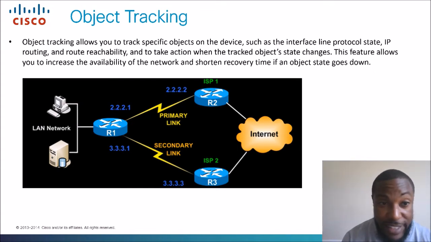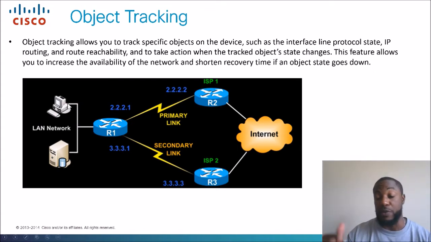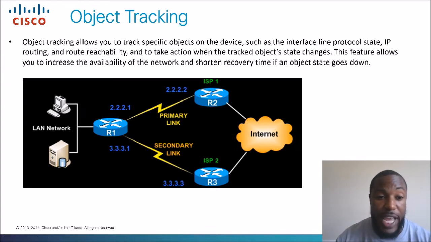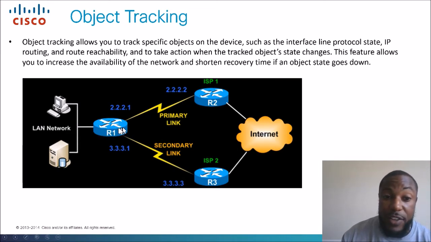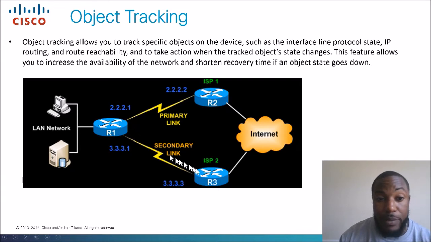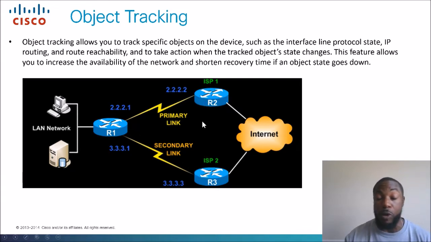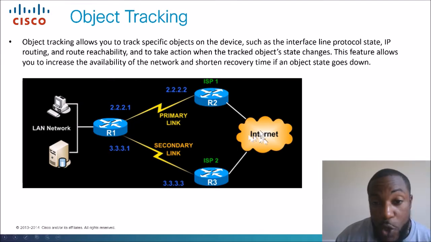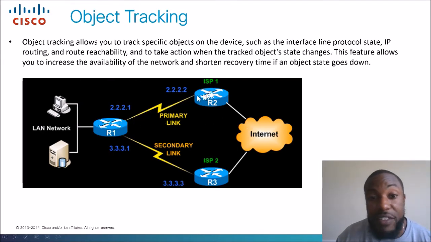If you look at this example, the GNS3 lab we're going to do is very similar to this. We have the local area network here on the left-hand side. To get out to the internet, they go to router 1, their default gateway. But we have a primary link as well as a backup link. This could be a dual-homed ISP connection that we have to get out to the internet. Let's say we have a static route that points this way.